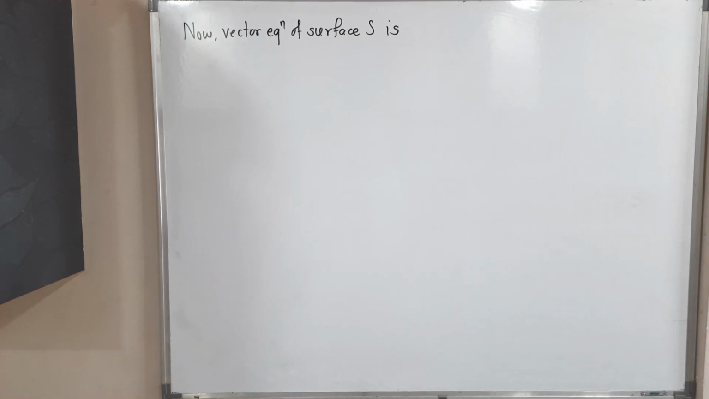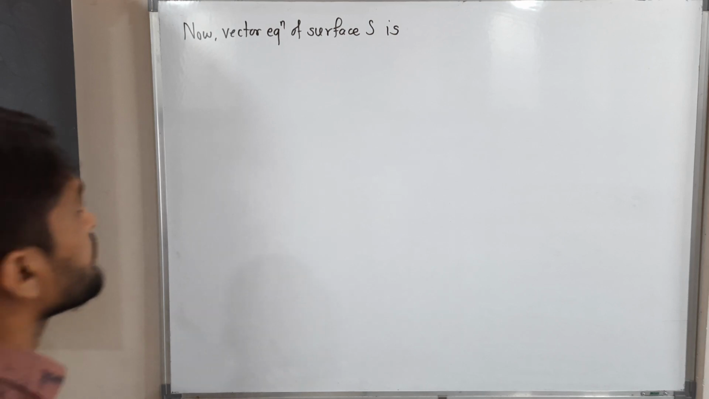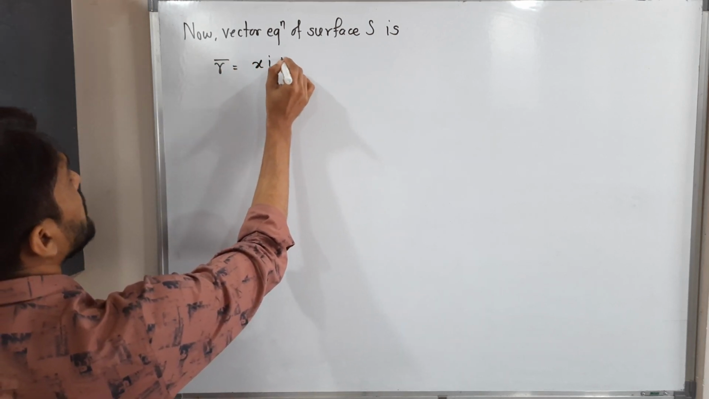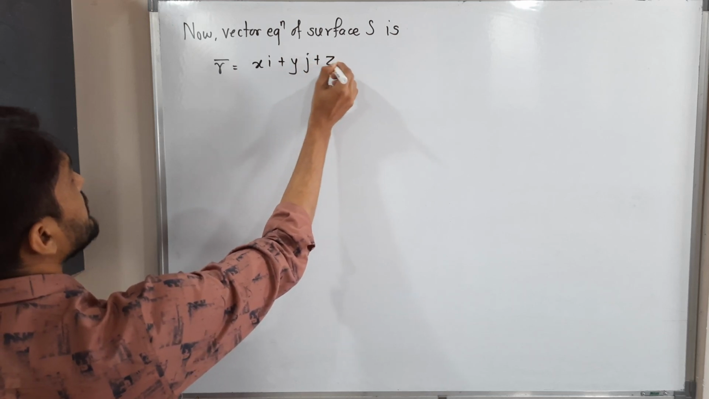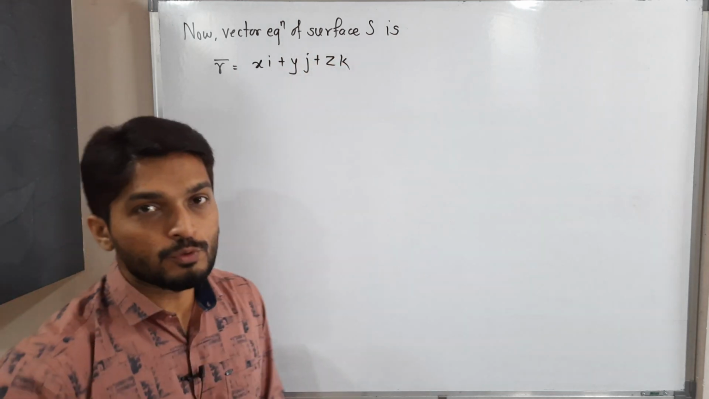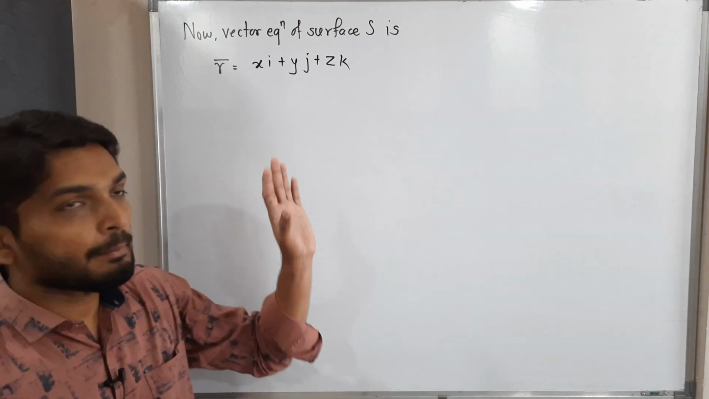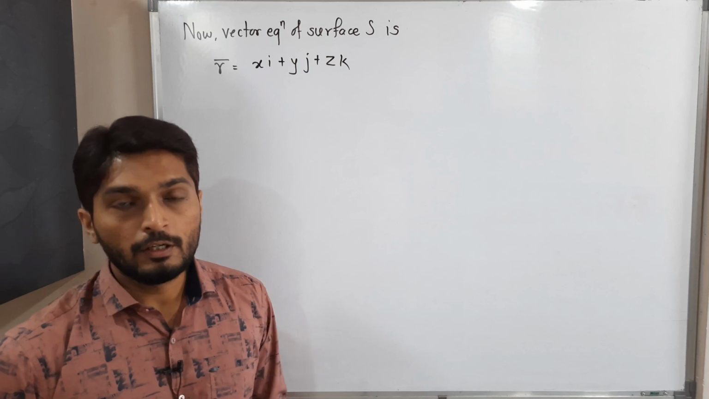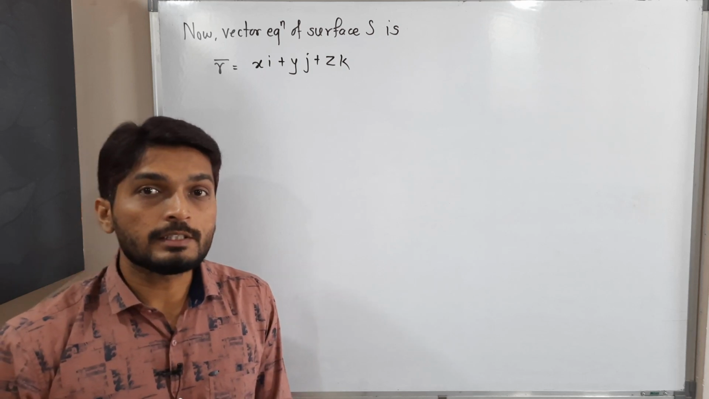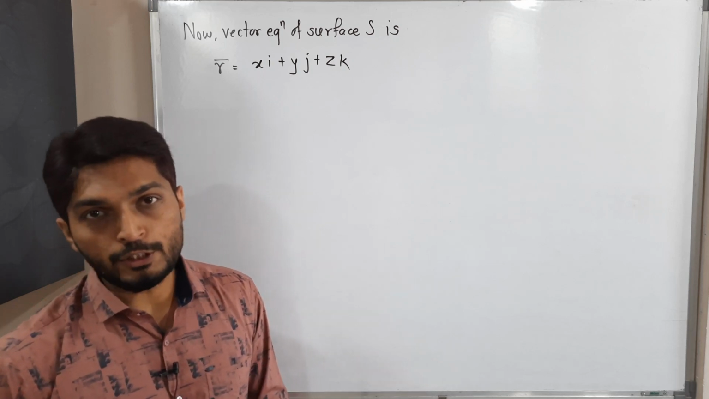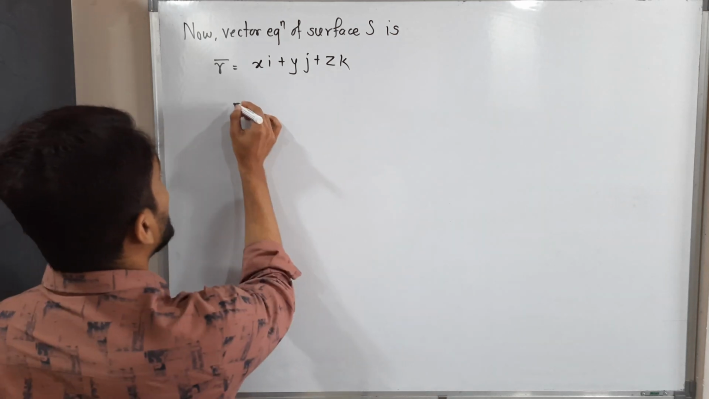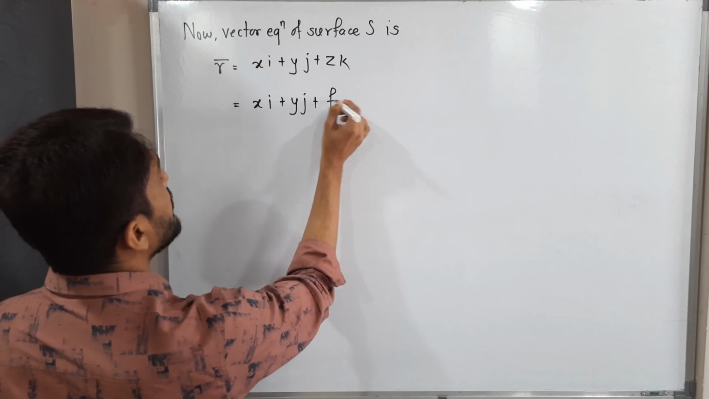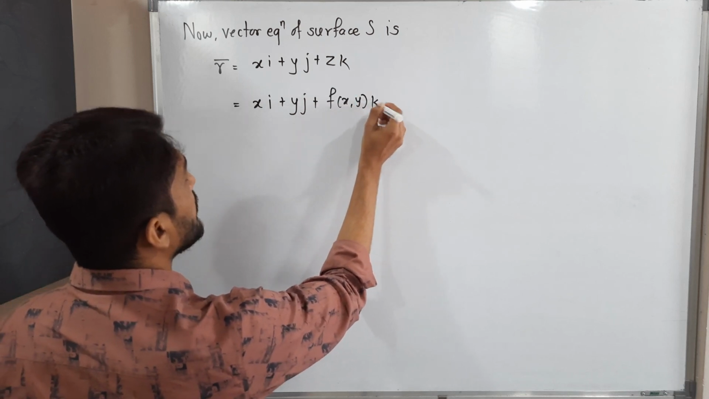So let us find the vector equation of surface S. You know that the vector equation we always write in this way: r = xi + yj + zk, where you can write i cap, j cap, k cap. But what is the equation of that surface? It is z equal to f of xy. So let us put the value of z here: r = xi + yj + f(x,y)k.